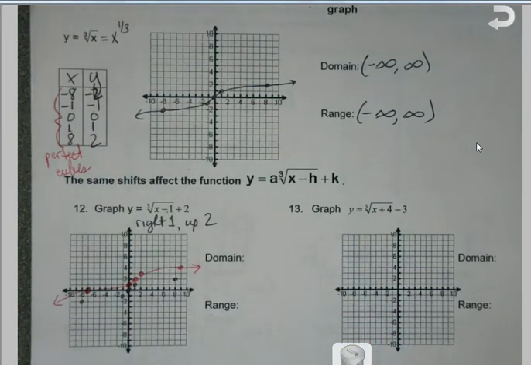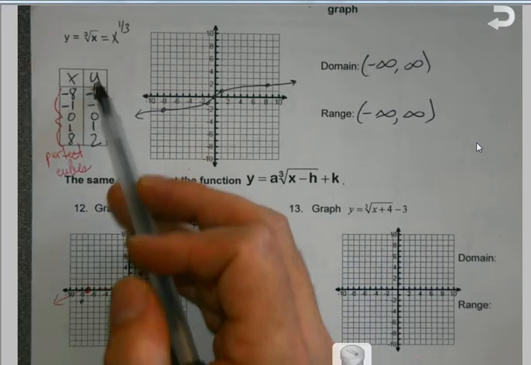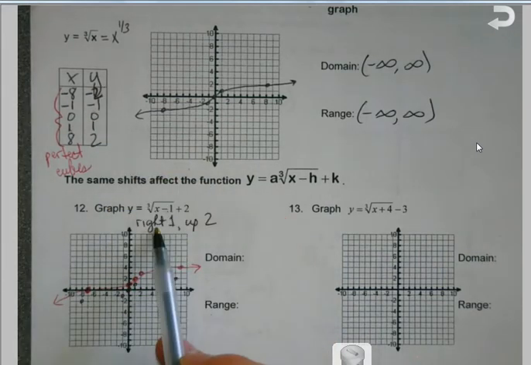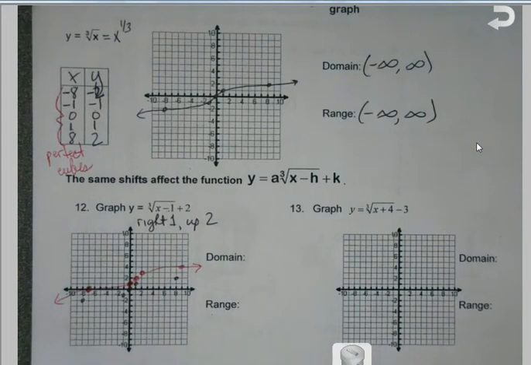-8, -2. -1, -1. 0, 0. 1, 1. And 8, 2. Because again, they're perfect cubes, so those are all my cubes that I could get. And the calculator table would tell me that too. So if I wanted to do it with the shifts that way, just using these original points and then moving them these two shifts, I can.